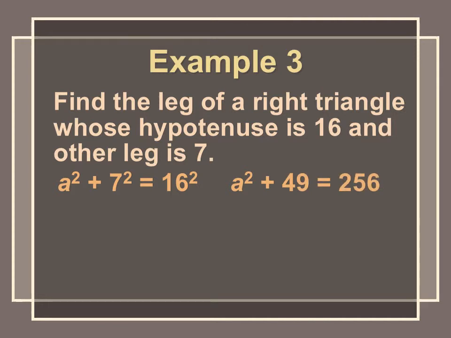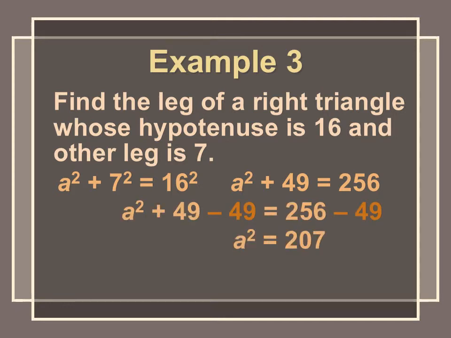Now we'll go ahead and do our exponents. 7 squared is 49, and 16 squared is 256. So now we have A squared plus 49 equals 256. This is a two-step equation, so we need to undo the addition first. So we're going to subtract 49 from both sides, and we end up with A squared equals 207. Our last step is to square root both sides. When we do that, we get the square root of 207, which is approximately 14.4 on our calculators.